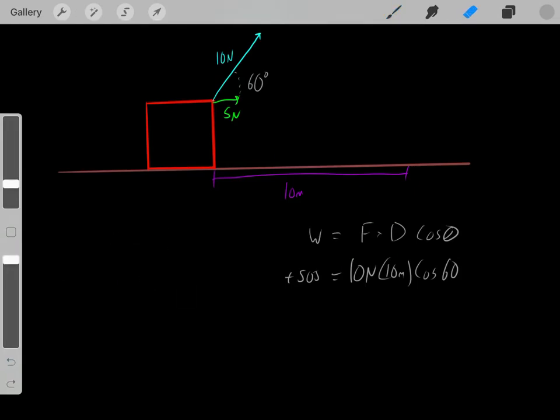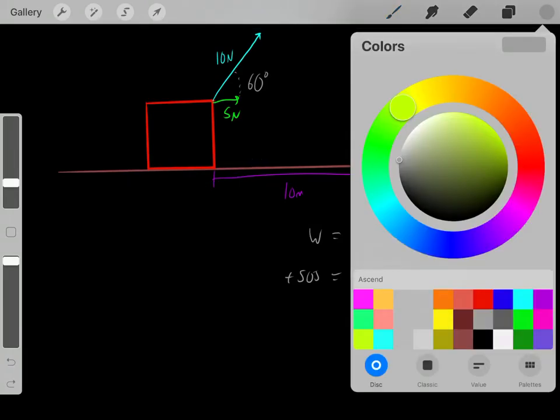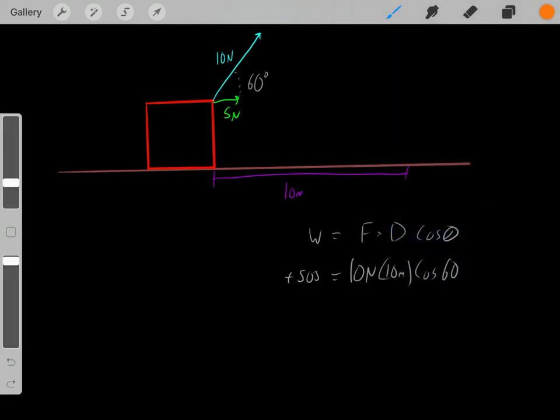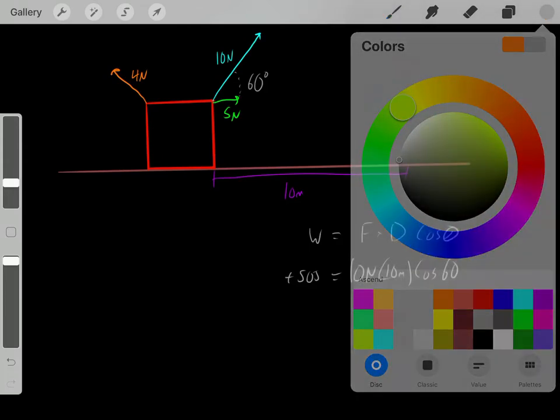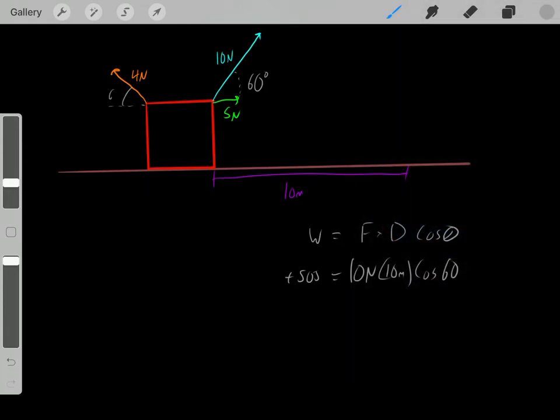And sometimes I actually prefer this equation. For example, let's say we had a slightly more complicated situation. Let's say simultaneously there was a bird pulling on a string in this direction with 4 newtons, and again, let's say this was 60 degrees from the horizontal. What was the net work that was done on this block?